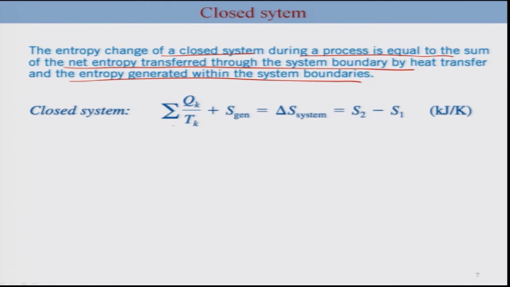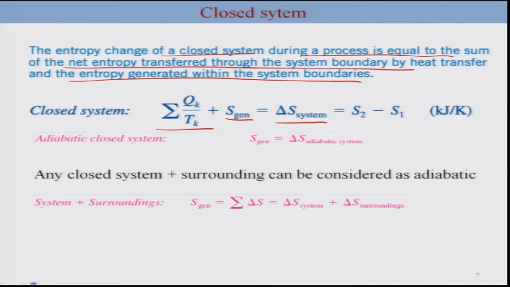In other words, this is entropy transfer due to the heat interaction plus the generation term, that would be the change in the entropy of the system. For the case of an adiabatic closed system, that means your Q is 0, your S generation is simply delta S system. So any closed system plus the surrounding can be considered adiabatic.